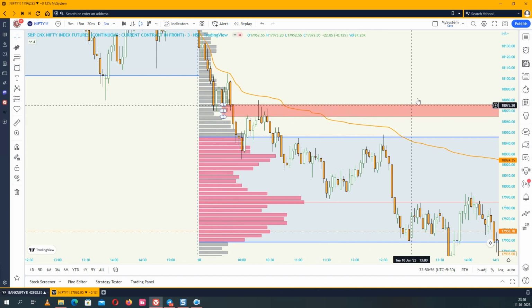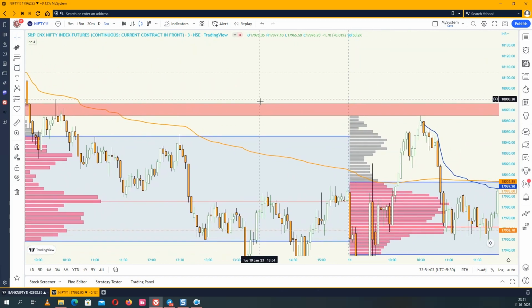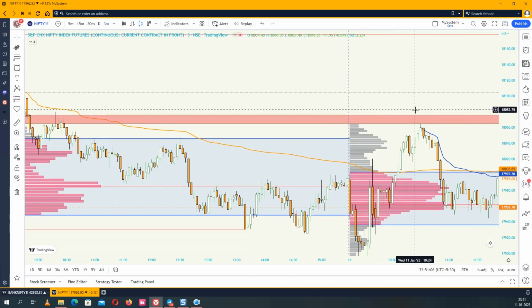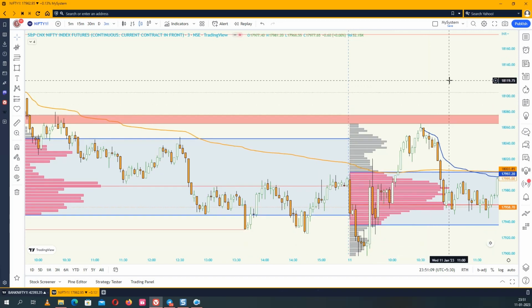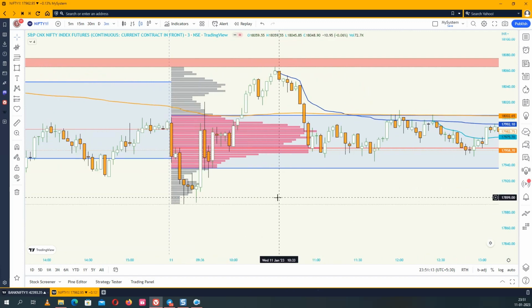If the market somehow closes above that zone and starts accepting here, then I will simply negate my bearish bias, and I will look for long setups and long trades only, correct? So let's focus now on what happened today.